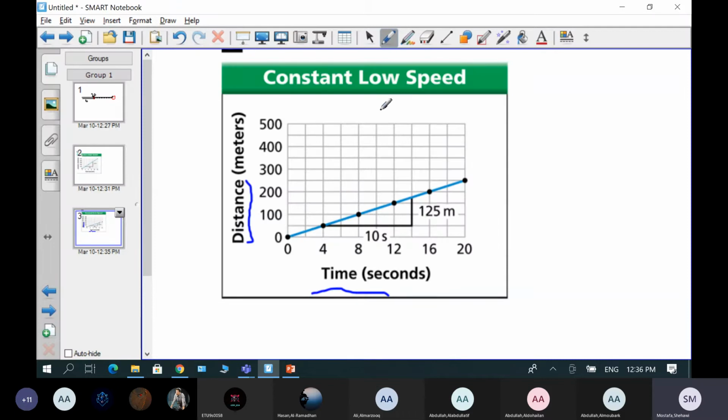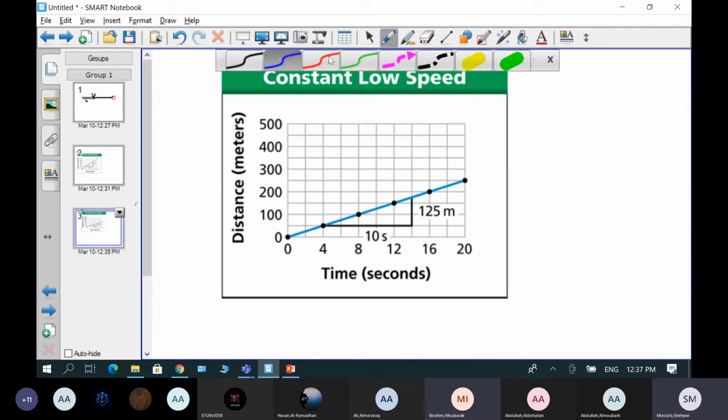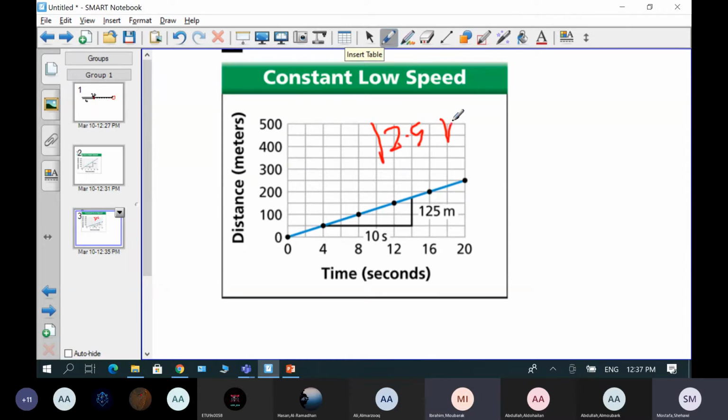Yes. Ibrahim, can you tell us the speed from this graph? 125 divided by 10. Distance divided by time. Yes, bravo. Which is equal to 12.5 meters per second. Bravo. Meter per second.